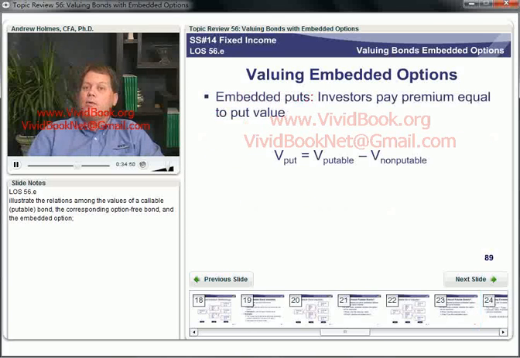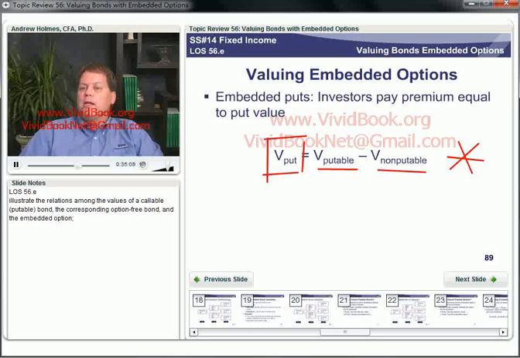Here we would have the value of the puttable bond, which of course is more valuable because that's an option that resides with the bondholder, not with the firm. So you would pay more for that, minus the value of the non-puttable bond. That would give us the value of the embedded put. So once again, I would make sure that I knew how to do that on the exam.